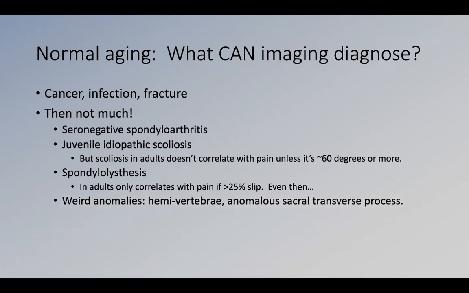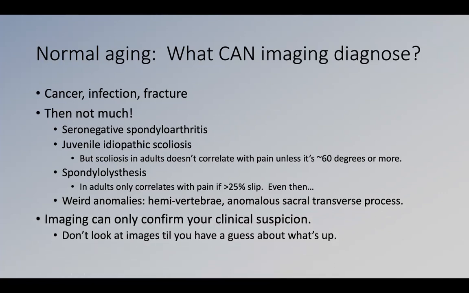And there are some weird anomalies that we know correlate with pain, and they're kind of cool when you see them because you go, aha. So people are born with a hemivertebrae. They can have a transverse process that reaches out and becomes a joint against the sacrum or against the iliac, against the pelvis. And those can correlate with pain. So there are a few things you see, but they're really rare, okay?